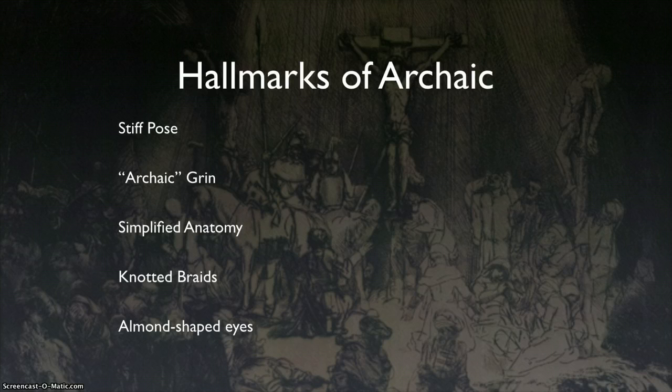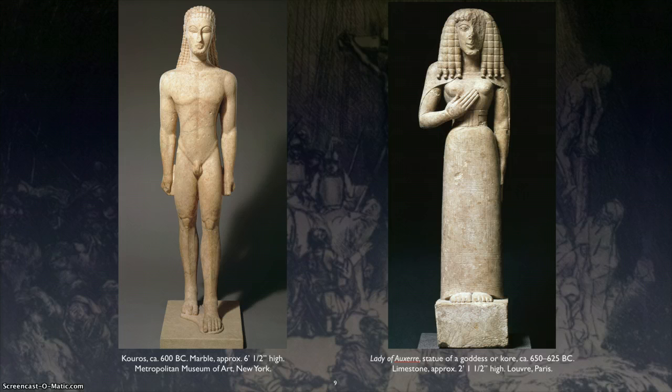Okay, so here with archaic, the human body with these attributes really shows that it is in the archaic period. Archaic being somewhat an older type of development, but a stiff pose, the archaic grin, which it's hard to understand now, but I'll show it to you in a second. Simplified anatomy, the knotted braids of the hair, and then the almond-shaped eyes. Okay, and here's a representation of it from around 600. The female figure here is around 650, 625.